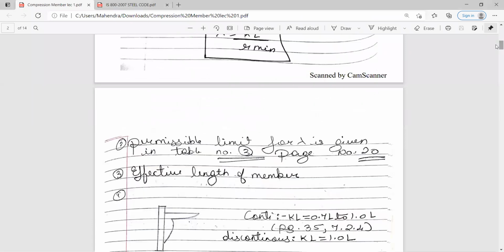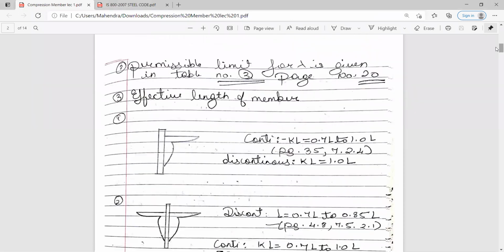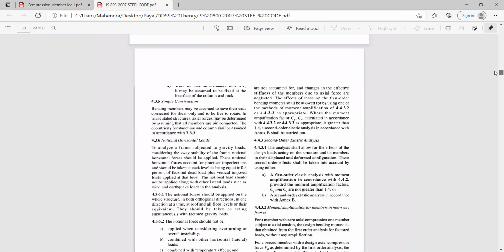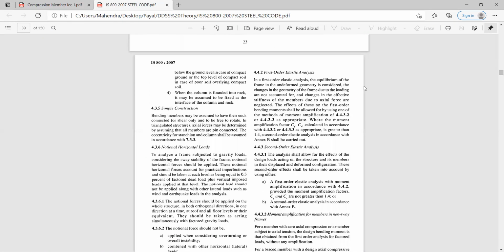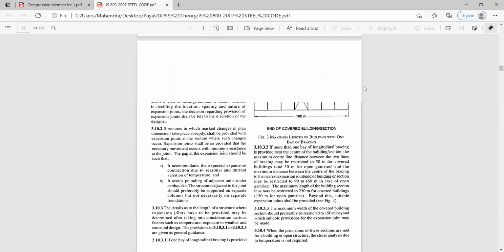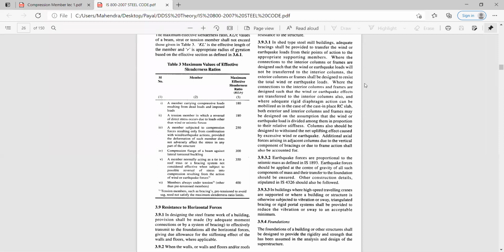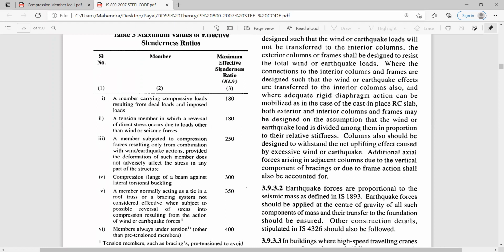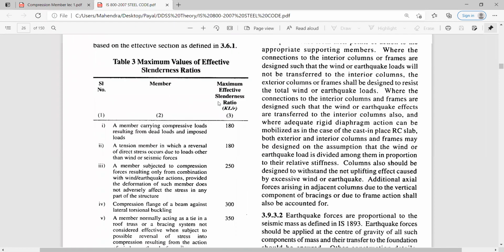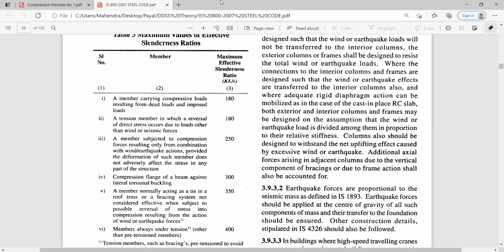So after this, we have the permissible limit of lambda. There are some limits, meaning your slenderness ratio value cannot go beyond them. This is in Table number 3, page number 20 of your IS 800:2007. Wait, I will show you. See, as you can see, here are the maximum values for slenderness ratio. This particular table is your Table number 3 on page number 20. These are the given values, that is the maximum effective slenderness ratio, that is KL by r minimum. This is your maximum value, your value should not go beyond this.